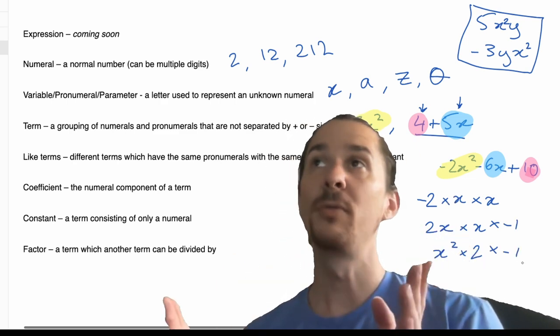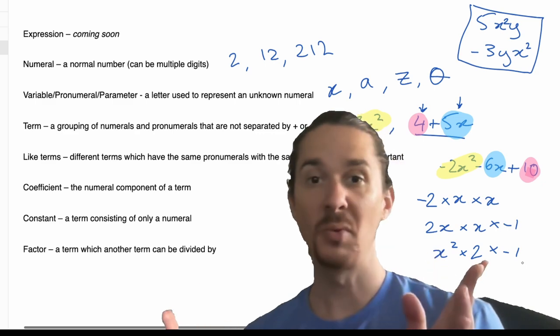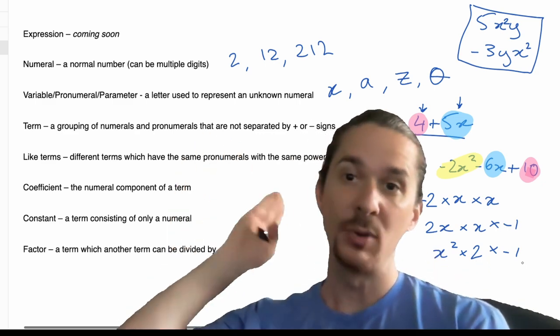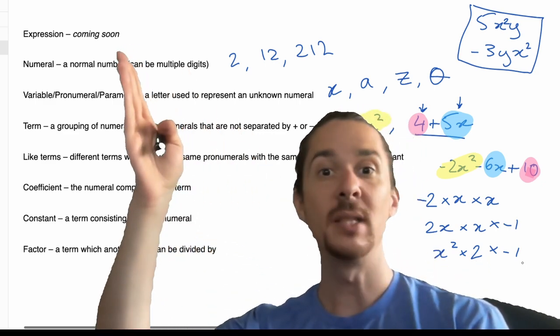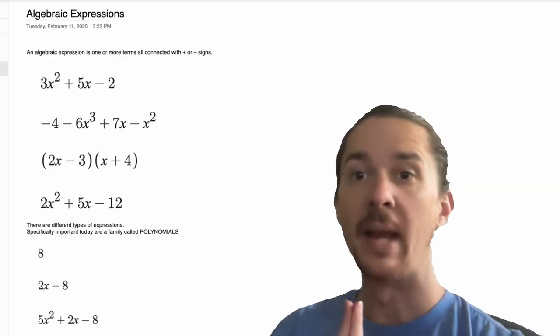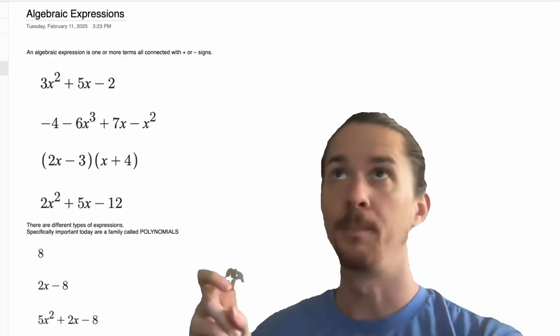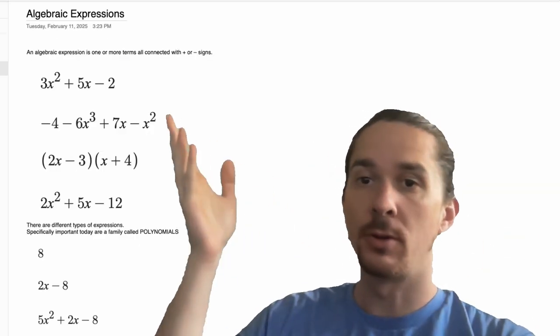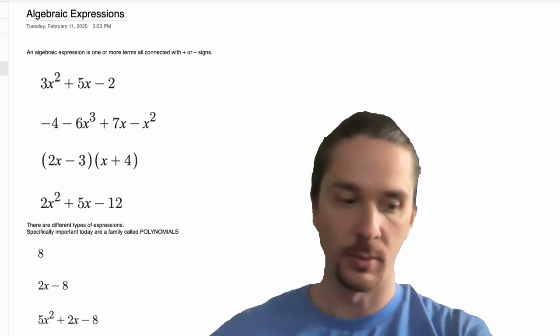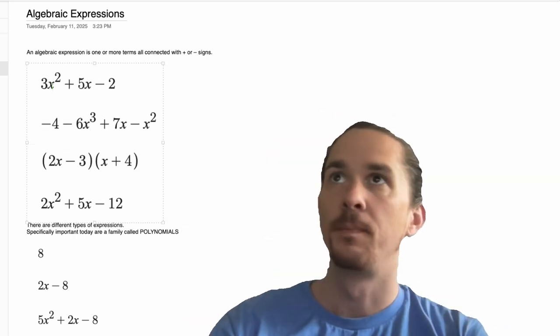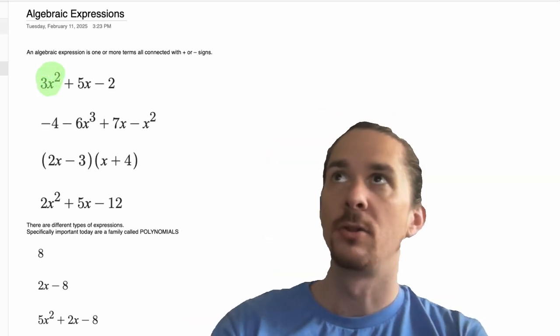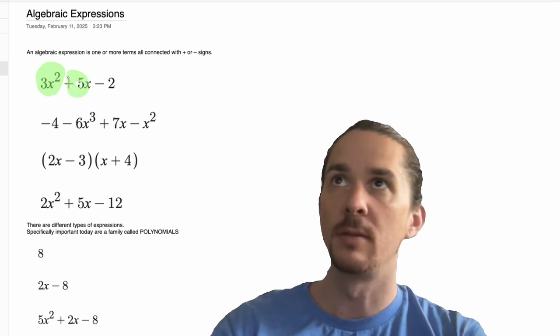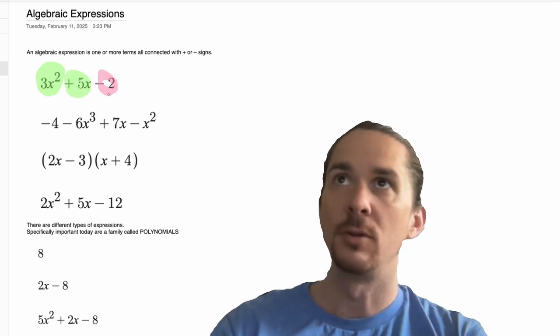Cool. Now that we've gone over these basic definitions, I think we're ready to get into the fun stuff, and we're going to start with talking about what is an expression. An algebraic expression is one or more terms all connected with plus or minus signs. 3x squared, this is a positive term. We have another term, which is 5x, also a positive term. And then we have another term, which is negative 2.